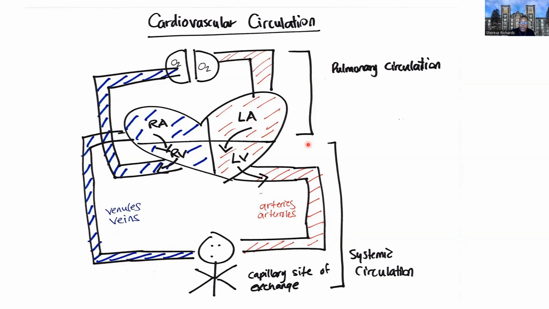So we have two separate circulatory systems that are in series, right? They're in series to one another. So blood has to go through both circulations in order for gas exchange to be efficient.